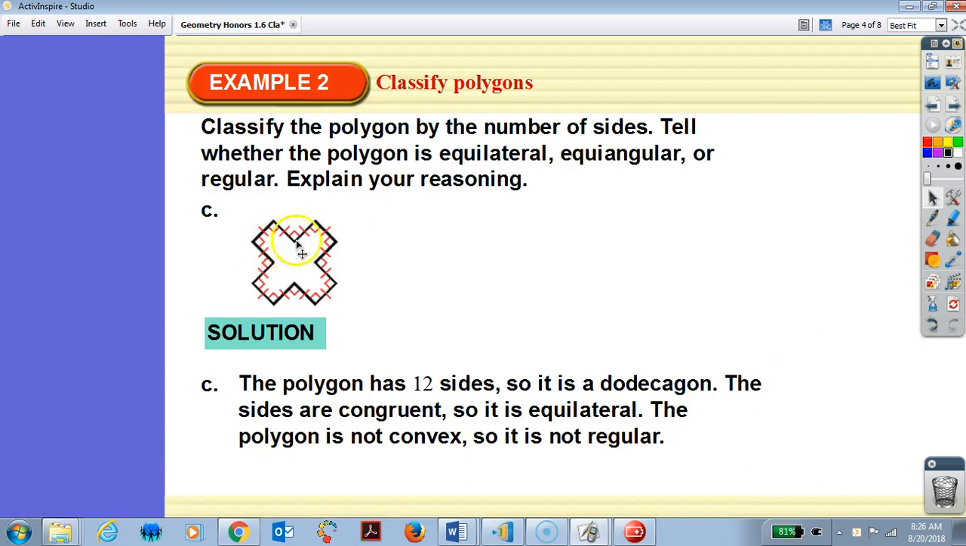No, your angles are dealing with your interior angles. They mark the exterior angles just to throw you off. Yeah, all equal angles is referring to interior angles. So equiangular has all interior angles equal. Okay?